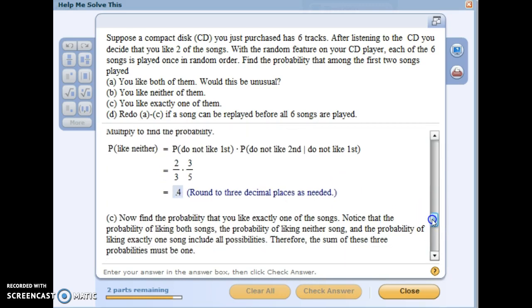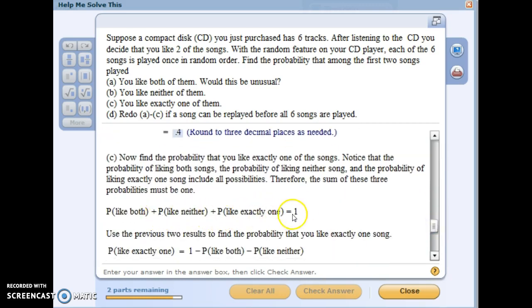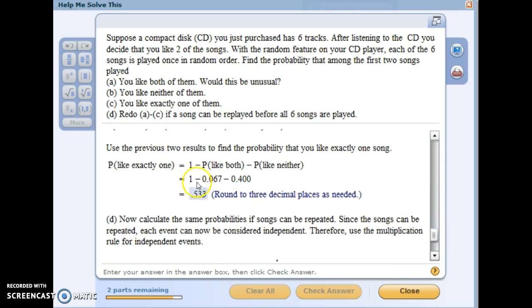For part C, the probability that you like exactly one of them, this is really a key thing to think about. If you listen to 2 songs, there's only 3 options. You like them both, you don't like either one of them, or you like exactly one of them. So the probability of those 3 things have to add up to 100% because you have to fall into one of those 3 categories. So if those 3 things add up to 100%, with a little algebra, we take 1 for 100% and minus the 2 probabilities we just calculated, and we'll find the one probability we haven't calculated yet. So 1 minus those 2 results, and that's the probability you like exactly 1.